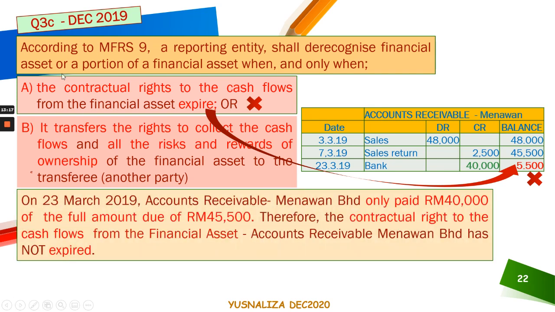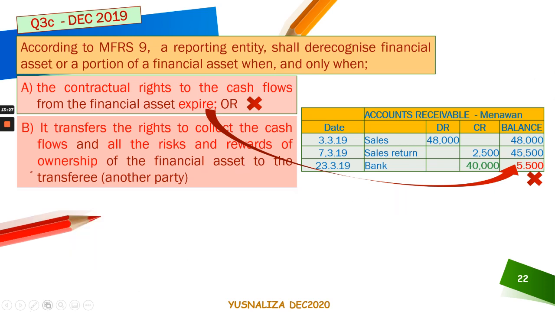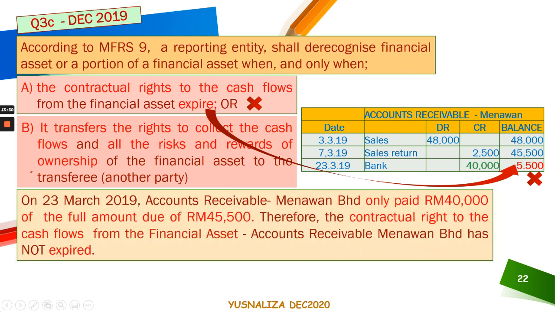So we just base it on situation A on 23rd of March. Based on A, account receivable Menawan only paid 40,000. This is the payment in the green font there, if you can see the font. Yeah, this one, the green font here. But the full amount due was 45,500. This is the amount due, 45,500, right after you deduct the retained invoice.